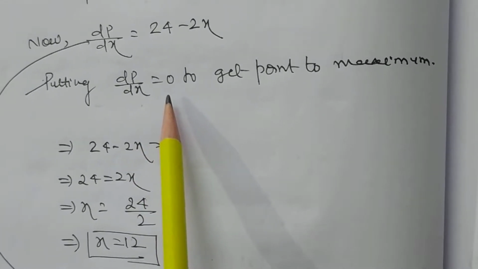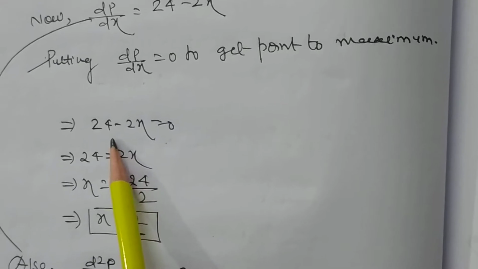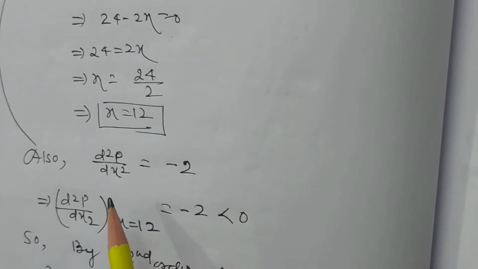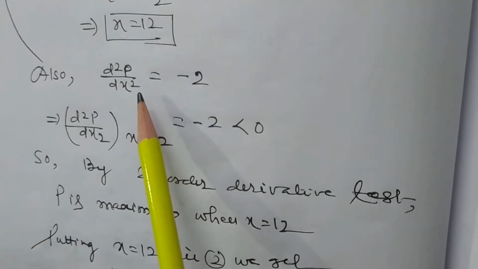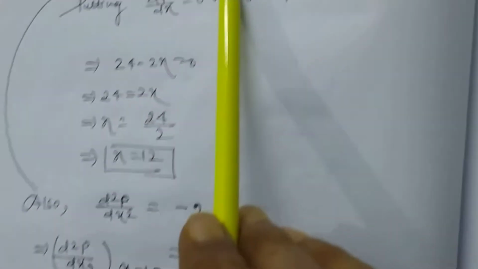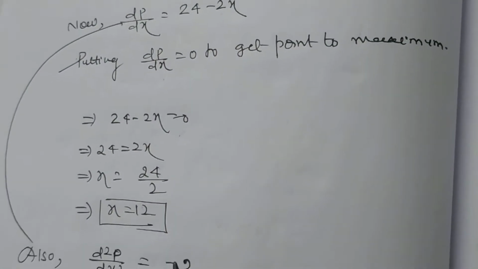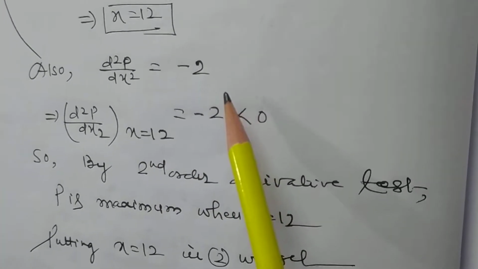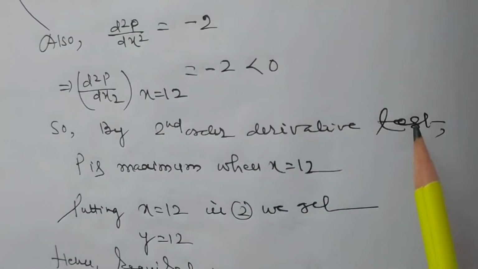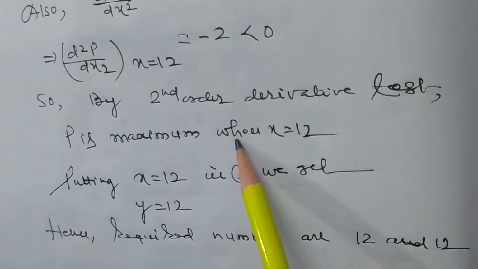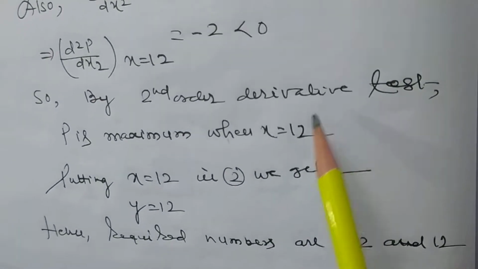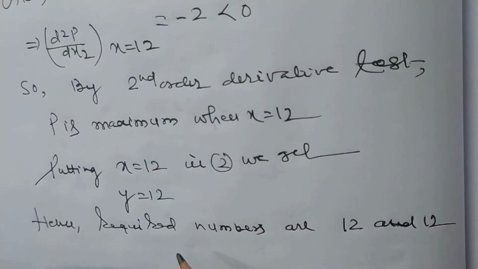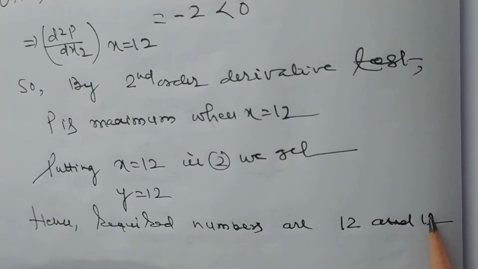Putting dp by dx is equal to 0, we have 24 minus 2x is equal to 0, so x is equal to 12. Now what will be the value of d2p by dx square? It is minus 2. So d2p by dx square at x is equal to 12 is less than 0. So by the second order derivative test, p is maximum when x is equal to 12. Putting x is equal to 12 in the second equation, we get y is equal to 12. So the required numbers are 12 and 12.